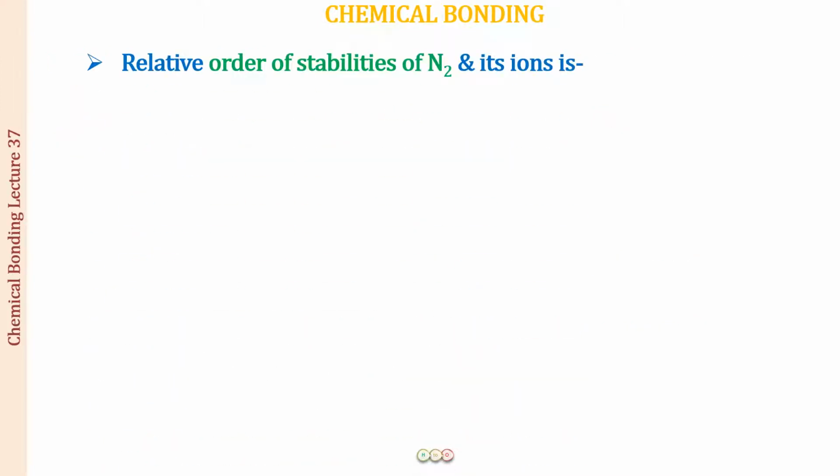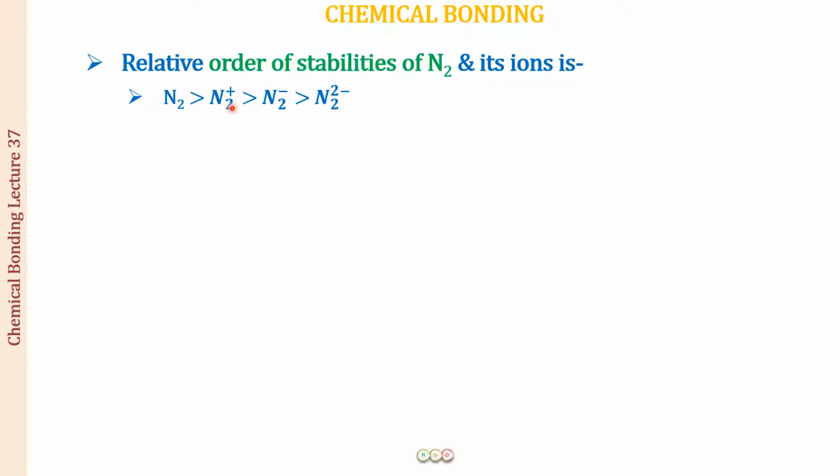Now I'm going to give you a few orders which are frequently asked in the examination. So the first I have is the relative order of stability of nitrogen and its ions. So the order is that N2 is the most stable, then N2 positive, then N2 negative, and the least stable is N2 2-negative. So what you have to remember over here is that the order of stability is going to be directly proportional to the bond order. More is going to be the bond order, more is going to be the stability.